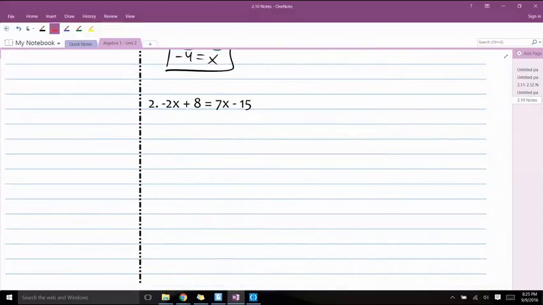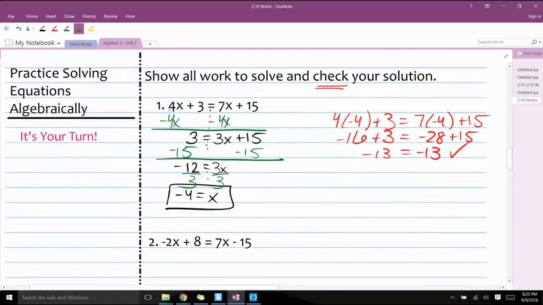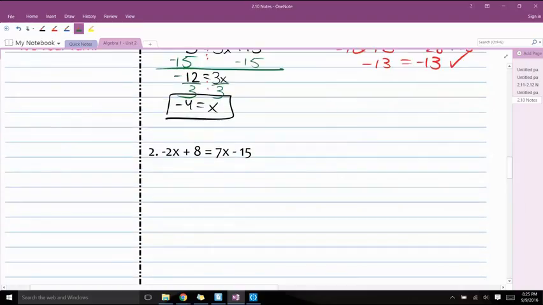Okay, now in 2, what was different here, hopefully you know this, was that this was a negative 2x. So before I was always subtracting that amount when it was positive, because I want to get rid of it. Well, if I want to get rid of negative 2x, I have to add 2x. Remember, those are additive inverses. They're going to add to 0. So I'm going to add 2x to each side.